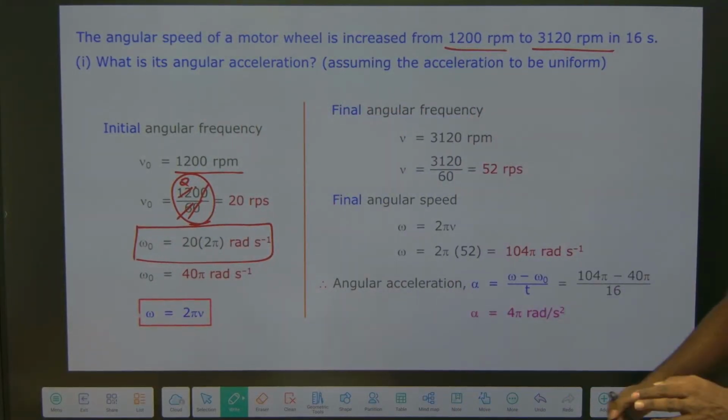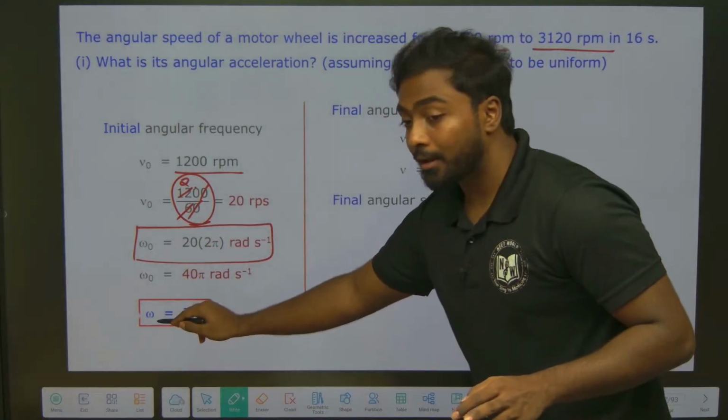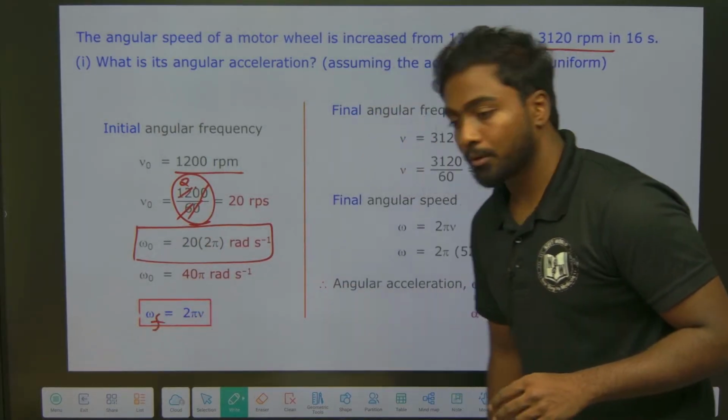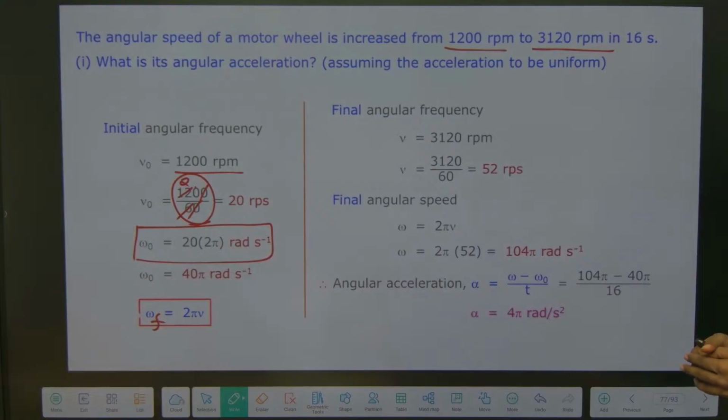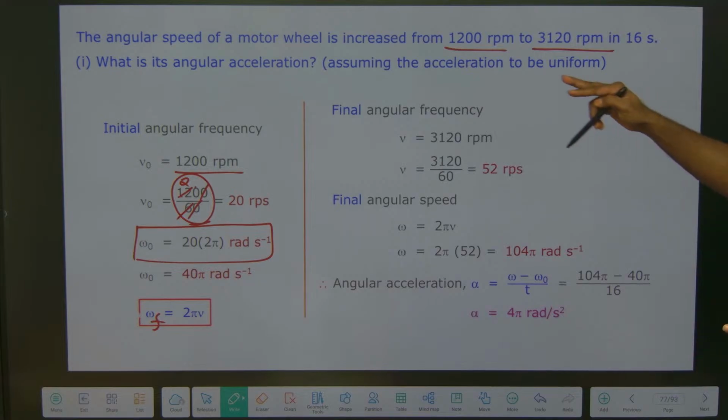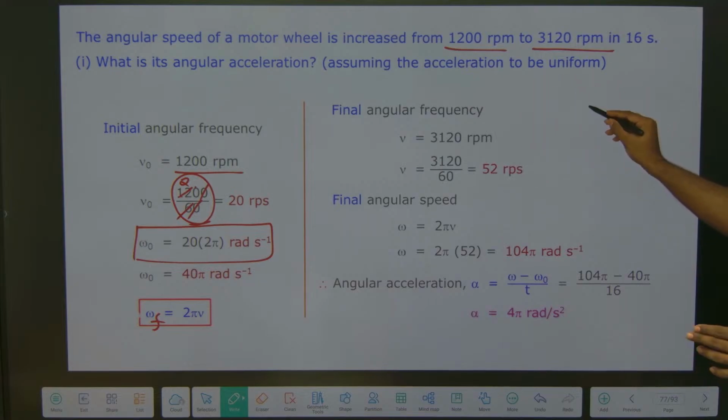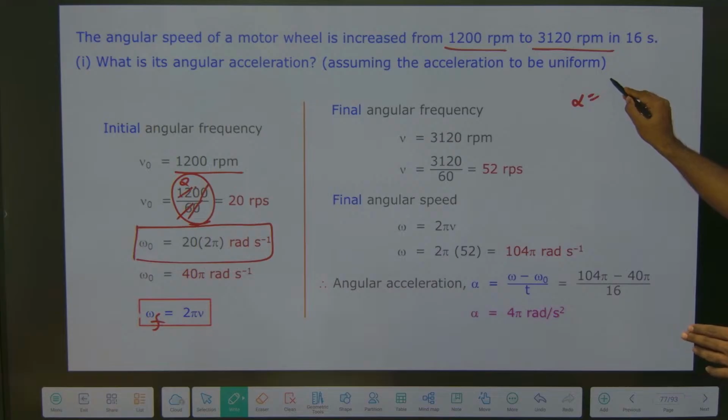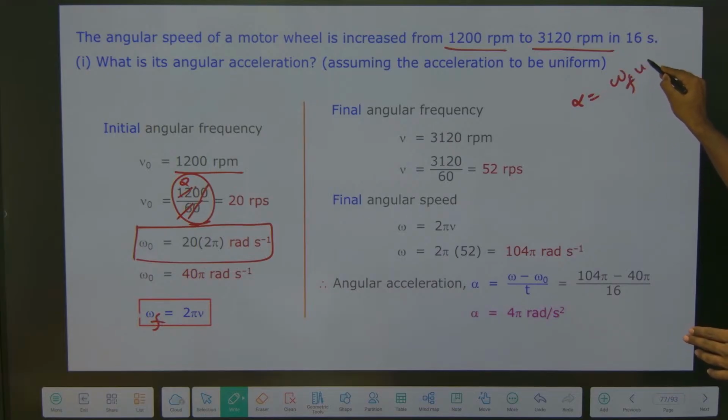Okay, so this is omega naught, and this is omega, the final. So we find the final angular frequency and the initial angular frequency, and we need to get the angular acceleration, which is alpha equals omega final minus omega initial divided by t. Okay, take a note of this.